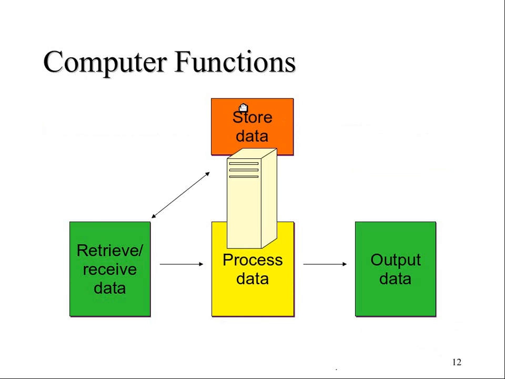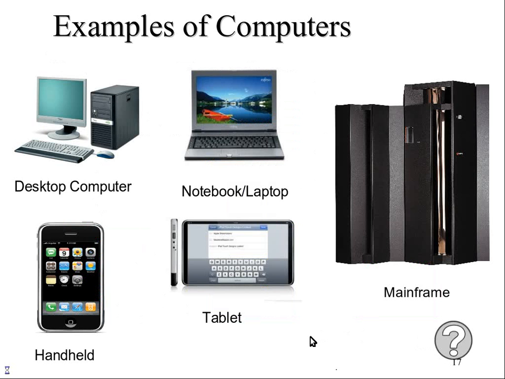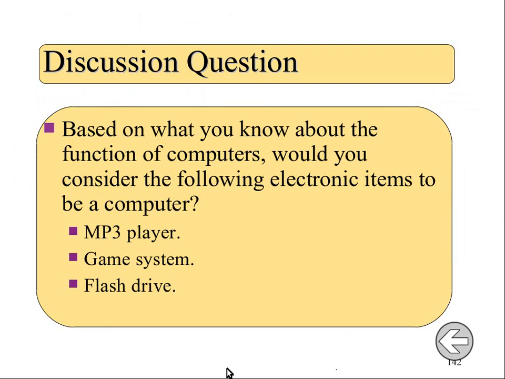So as long as a device can do all of these different things, store data, retrieve data, process data, and output data, then we would consider it to be a computer. Now these are all examples of things that we would normally think of as a computer: a desktop computer, notebook computer, handheld, tablet computer, or a big mainframe computer, are all examples of devices that we think of as computers. But actually there's a lot of other things that are computers that we might not think of as computers.